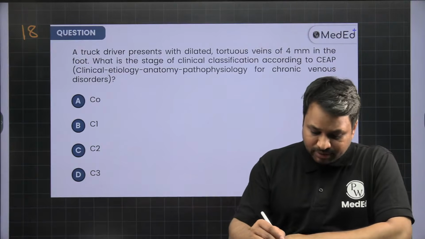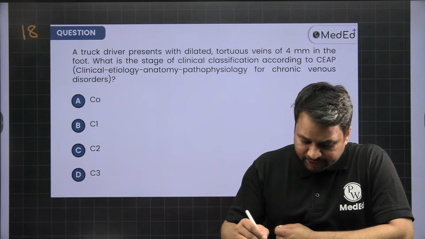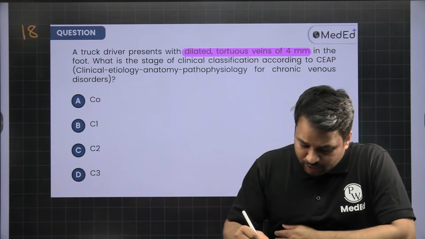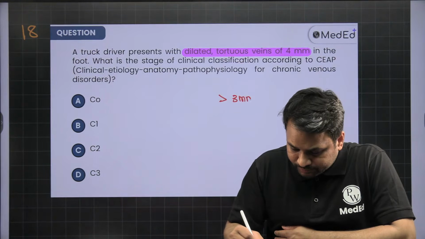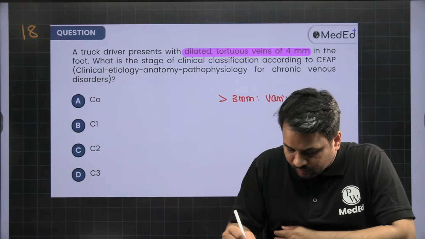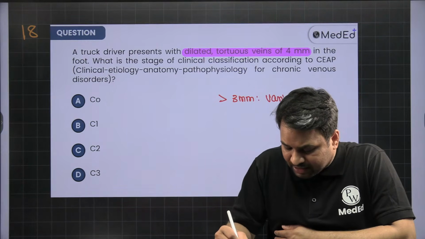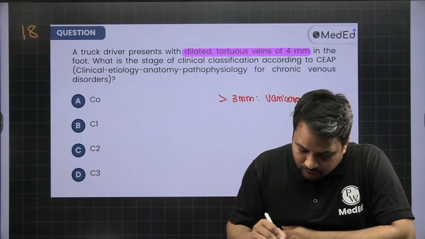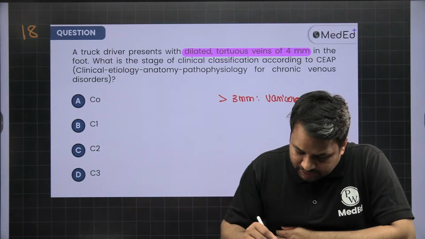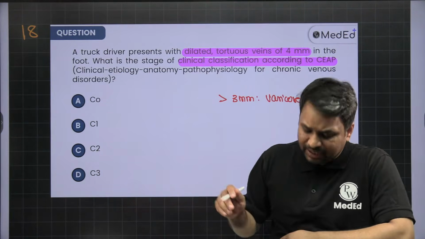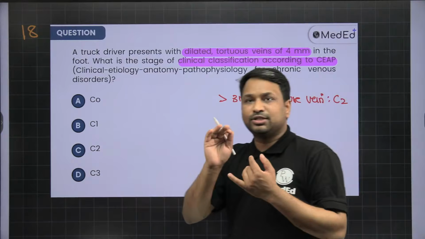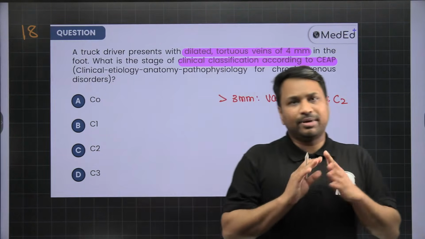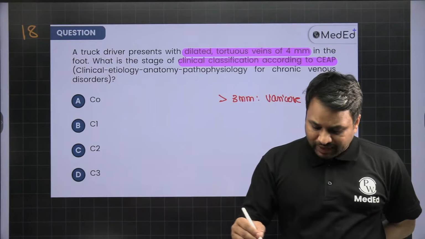Now, question number 18, we have already gone through it before. A truck driver presented a dilated tortuous vein of 4 millimeters. More than 3 millimeters, I know it is going to be varicose vein. So, according to CEAP classification, varicose vein is a C2 classification, right? What is the stage of the clinical classification according to CEAP classification? See, he has not given anything else. There is no eczema, there is no pigmentation, there is no edema, nothing. So it's a simple case of varicose vein.